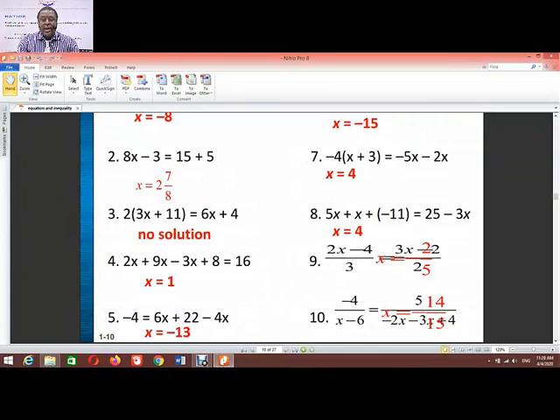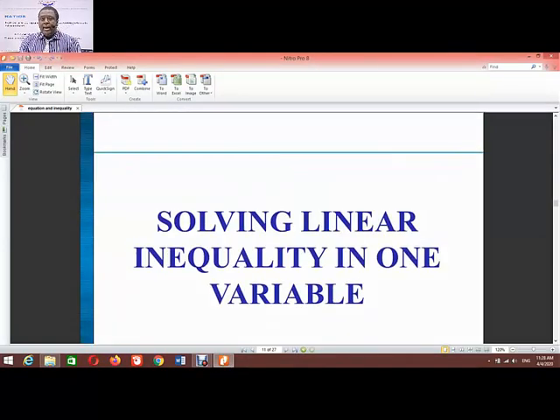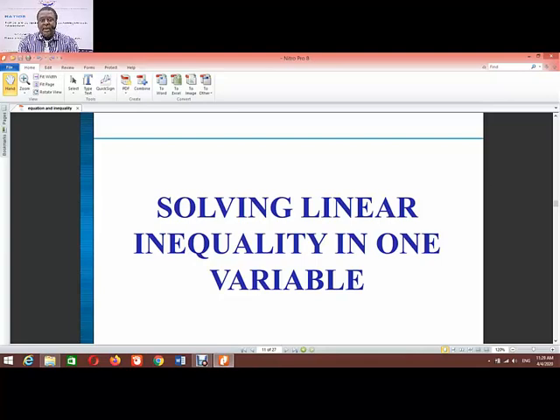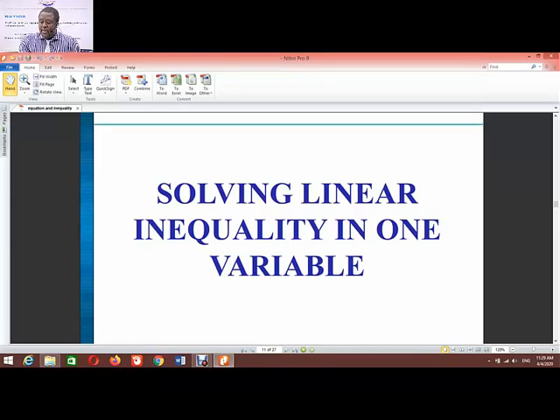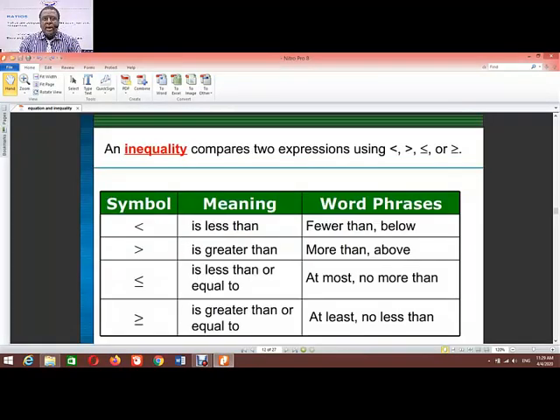Now let's move on to inequality. How do we solve inequality? Before we start, what is the difference between an equation and an inequality? It's about the sign in between them. For an inequality, we are using the signs less than, less or equal to, greater than, or greater or equal to, to solve inequalities. Now we are going to start.